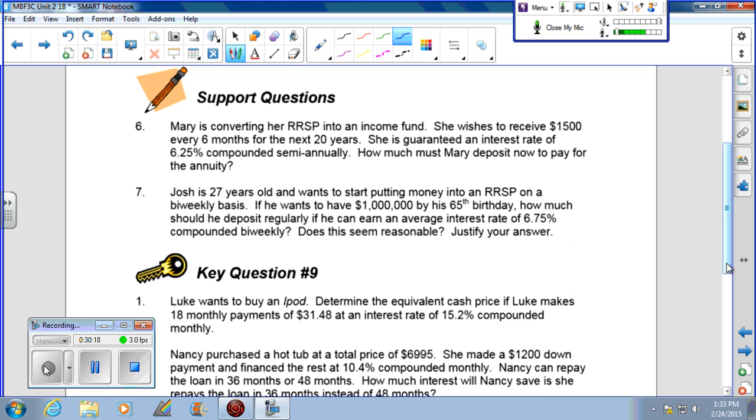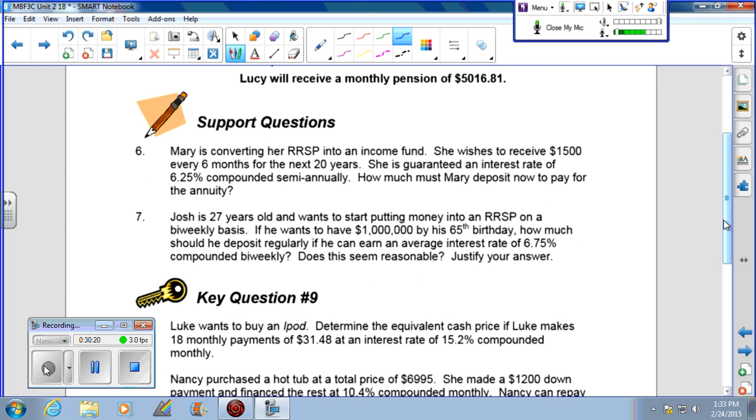All right, here we are on page 26, and so let's take a look at the support questions. Okay, let's try some of these. So Mary is converting her RRSP into an income fund. That's a more common type of thing. Again, an income fund doesn't guarantee you quite the same way. But they are guaranteeing a minimum for that type of fund, so that works.